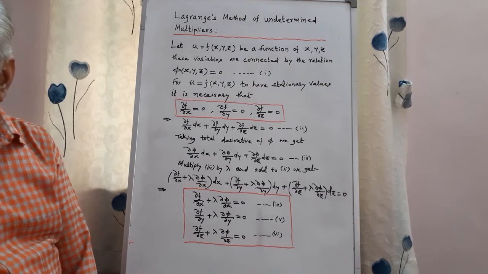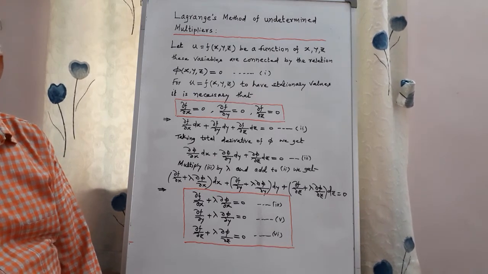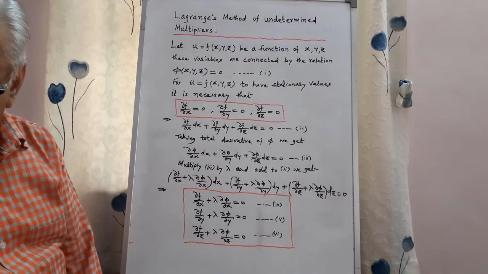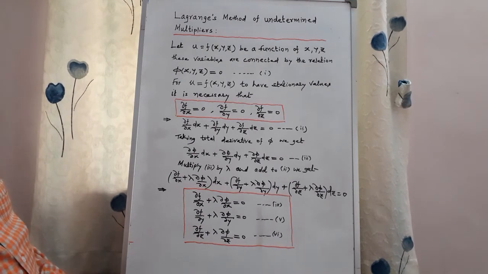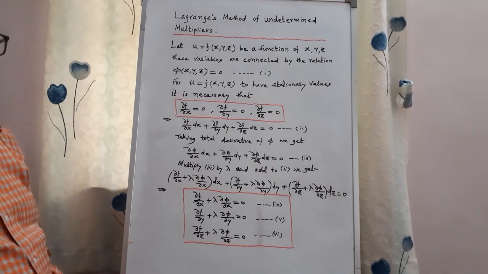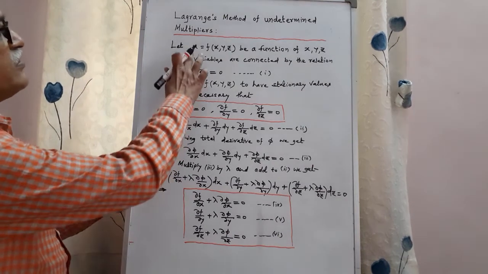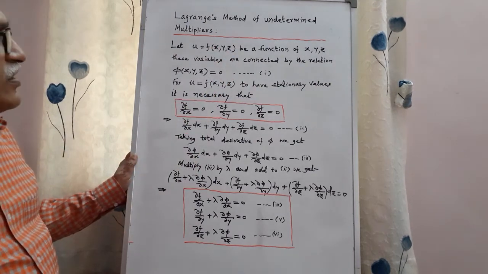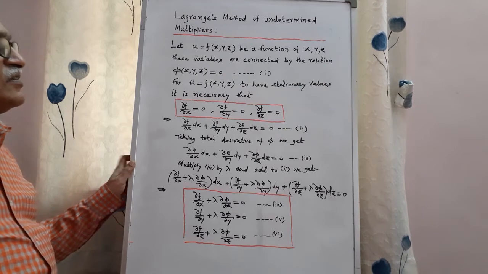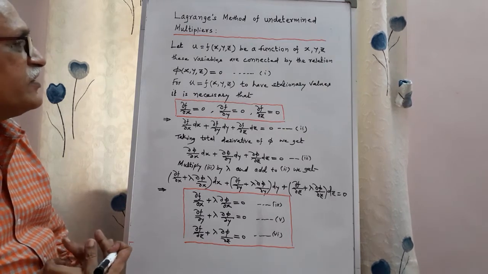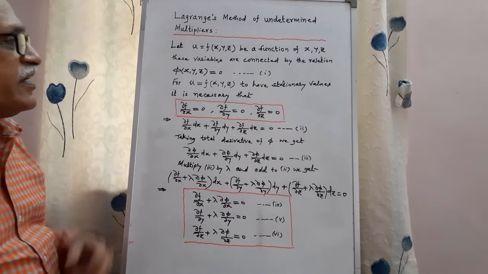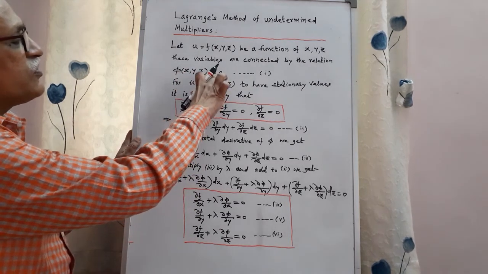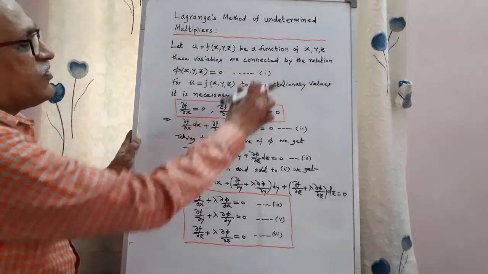Let us see the statement of Lagrange's method, or the explanation of that method. Let u be a function of three variables x, y, z. These variables are connected by a relation phi of x, y, z equals 0. We call this equation 1.